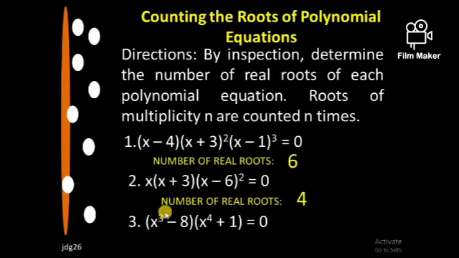Number 3. x cubed minus 8 and x raised to 4 plus 1 equals 0. So, how many real roots are there? So, we only have 1. Okay? Reason, si x raised to 4 plus 1, pag sinolve natin to, it will give us undefined values of x. So, pag sinolve naman natin si x cubed minus 8, it will give us 1 real root.